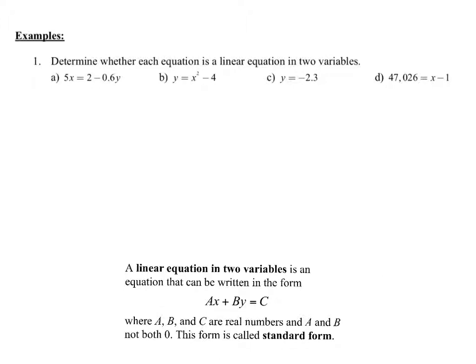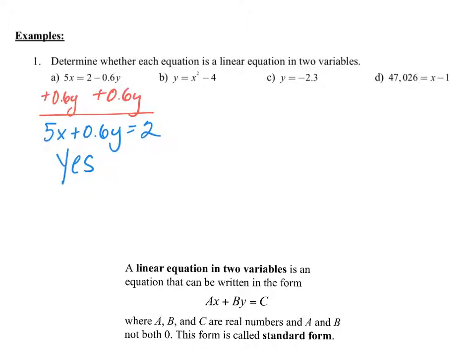The first equation we see, 5x equals 2 minus 0.6y, can be written in standard form. In fact, if we add 0.6y to both sides of this equation, the result is the equation 5x plus 0.6y is equal to 2. So we can see that it's in standard form, and a, b, and c are real numbers. So this is a linear equation in two variables.